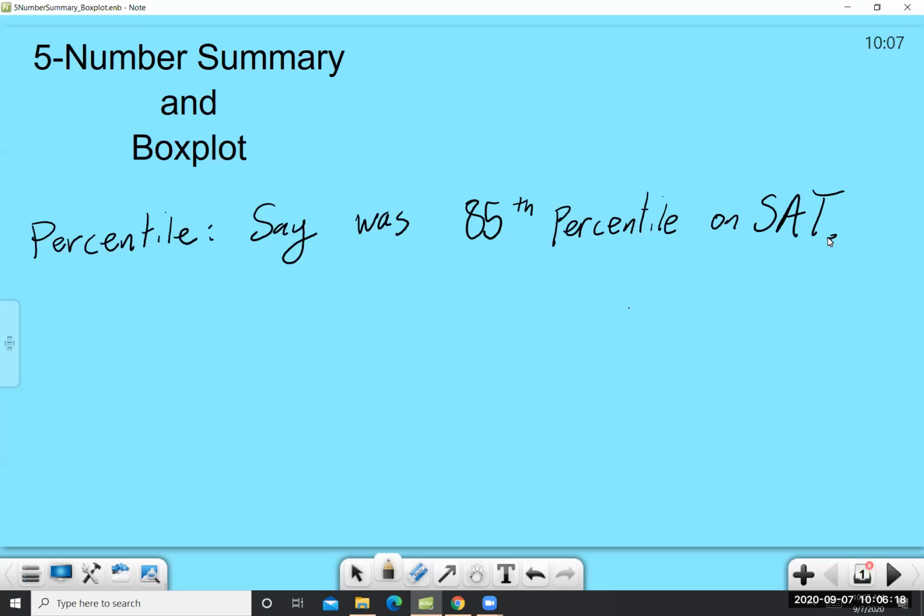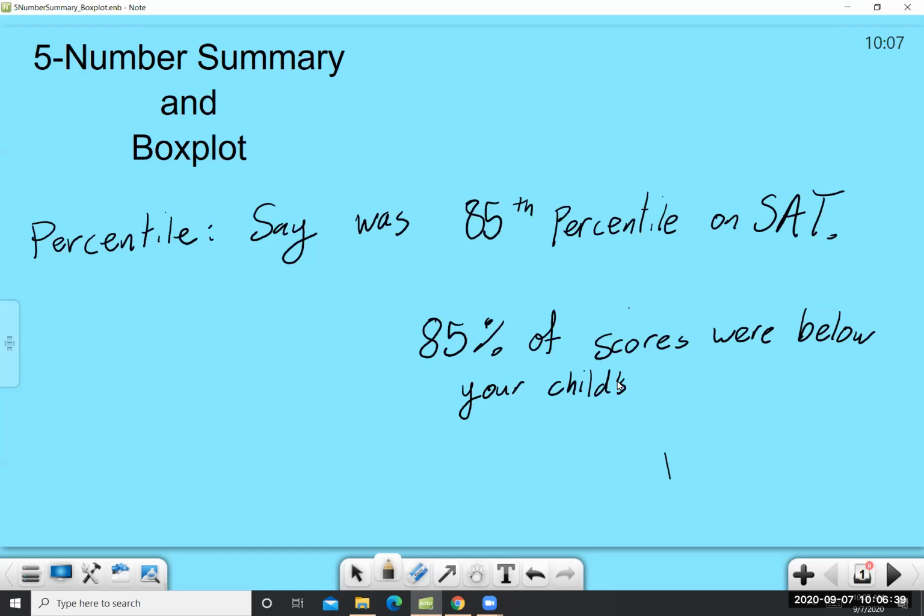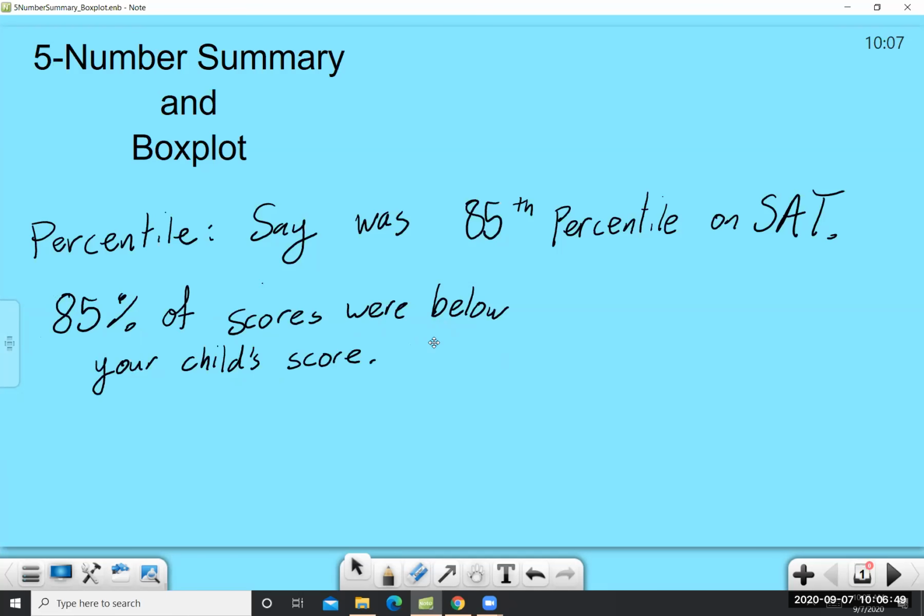And this is really good because what does this mean? Well, I'll tell you what it doesn't mean. It does not mean that your child scored 85%. What 85th percentile means is that 85% of scores were below your child's score. That's what this means if someone says my child was 85th percentile on the SAT.